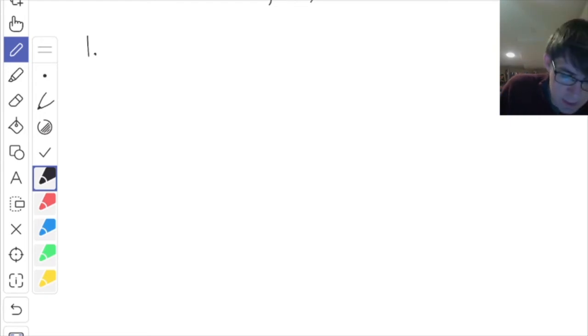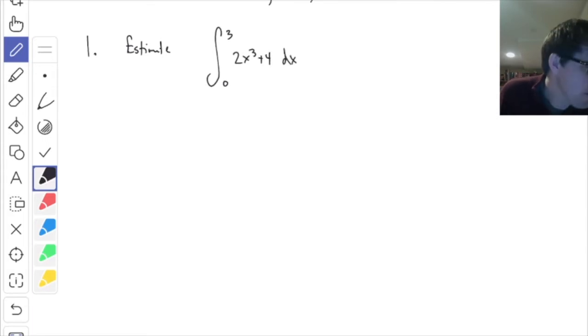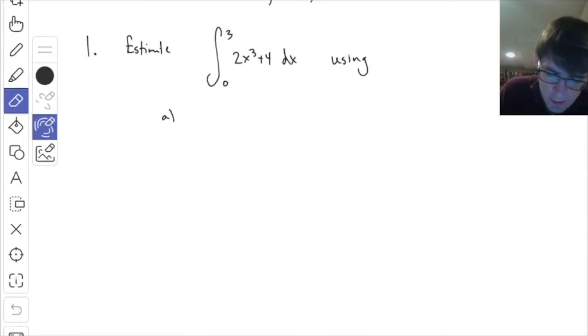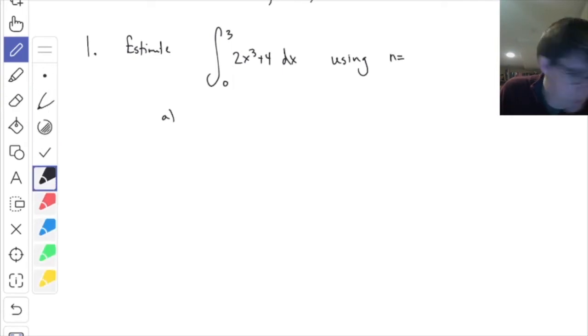Number one, let's estimate the definite integral. The integral from 0 to 3 of 2x cubed plus 4 dx, using, and there are several different strategies that you saw in the video, so I'm going to do A, B, C, D, E. Sorry, I need to say, for all these parts, I'm going to say using n equals 6.